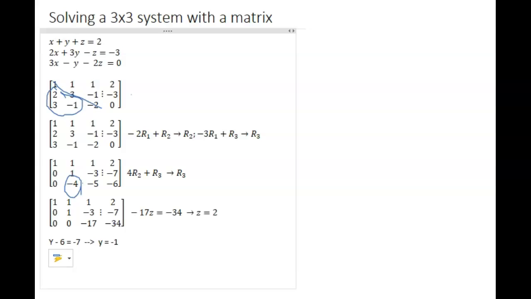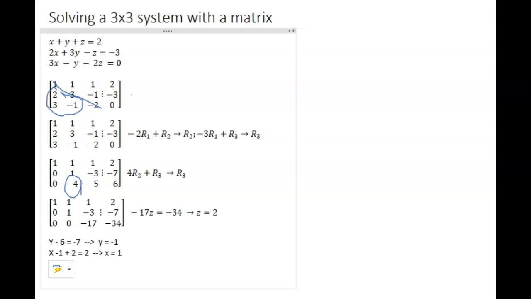I'm going to use the top row now. The top row says x plus y plus z equals 2. Well, I don't know x, but I do know y, it's negative 1, and I also know z equals 2. And if I solve for x, I have x equals 1.